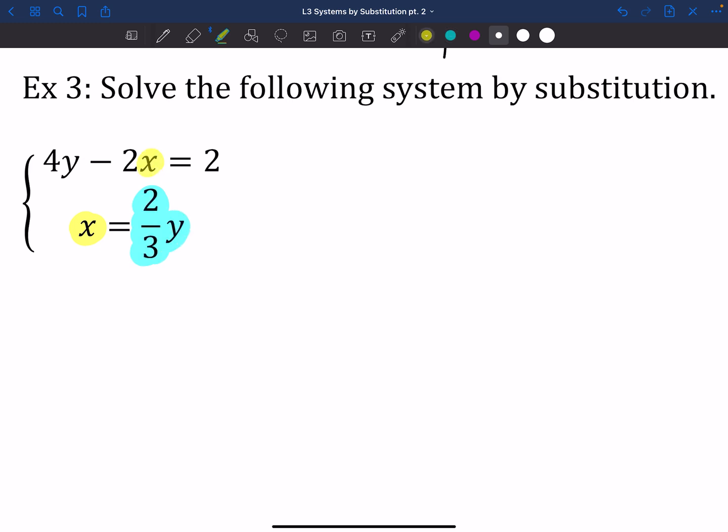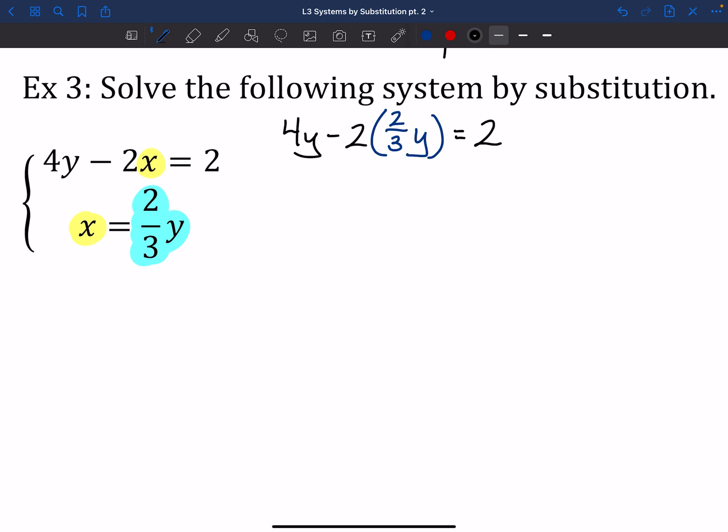In the other equation, we have an x. So I'm going to be smushing all this 2/3 y in for that x. When I do that, it's going to look something like this. We're going to have 4y minus 2 times all that nastiness, 2/3 y, and it's going to equal 2.